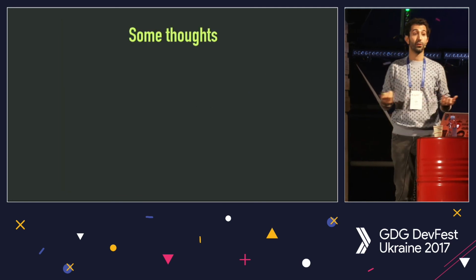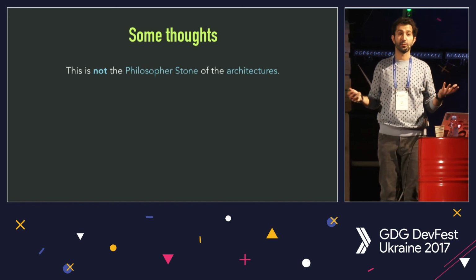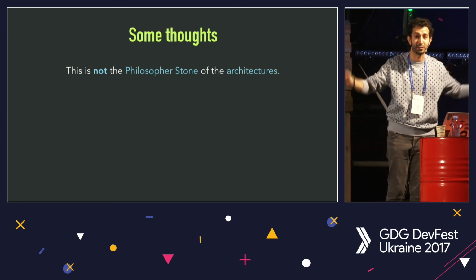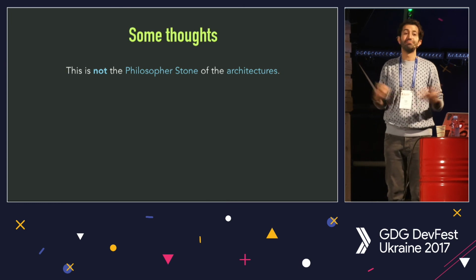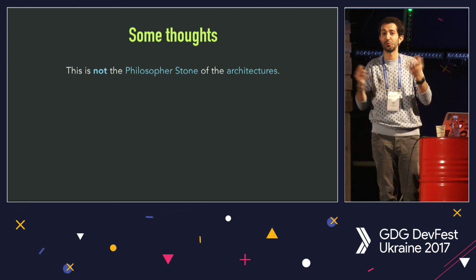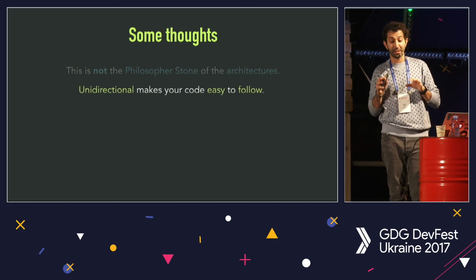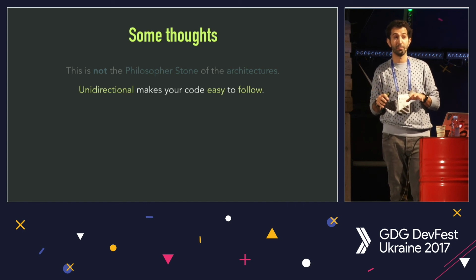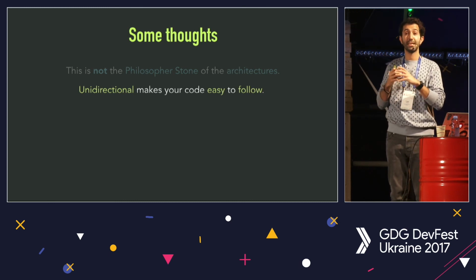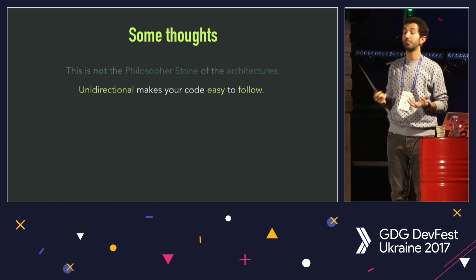And the last thing, some thoughts about this approach, this architecture. This is not the philosopher's stone of architectures, okay? We have clean architecture, onion architecture, hexagonal architecture, your architecture, no architecture. So this is not something you should follow or stick to. It's another option, okay? But it is a fact that unidirectional flow makes your code really easy to follow, because as you have seen in the whole process, we are just following one direction, and we have concrete places where we do stuff. So it makes our code really easy to follow.